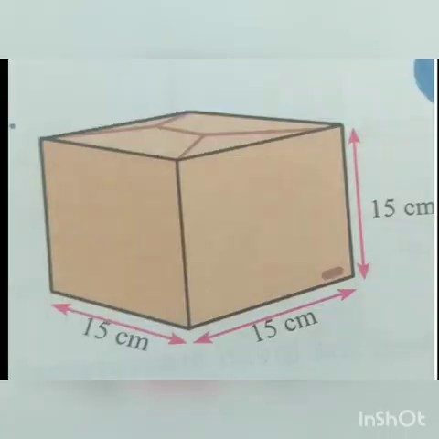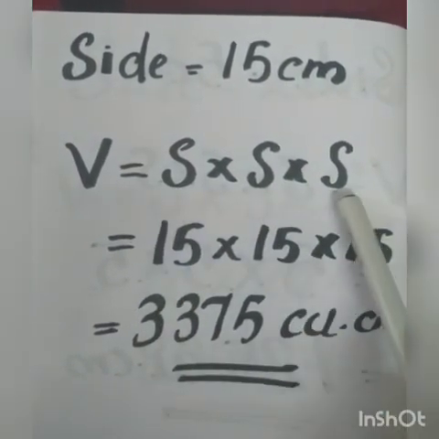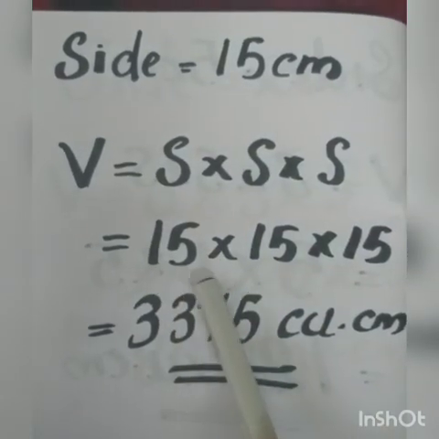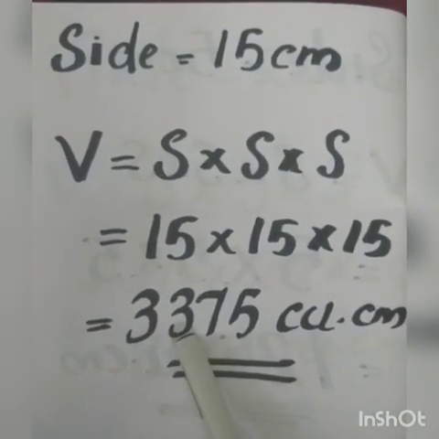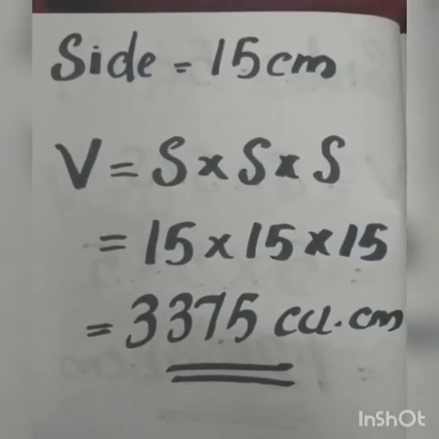First question. Here we have a cube of side 15 centimeter. If one side is 15 centimeter, all the sides will be 15 centimeter. That is, length, breadth and height are 15 centimeters. So what is the volume? Side into side into side, 15 into 15 into 15. Given side is equal to 15 centimeter. So volume is side into side into side, 15 into 15 into 15, which gives 3375 cubic centimeter. That is the volume.